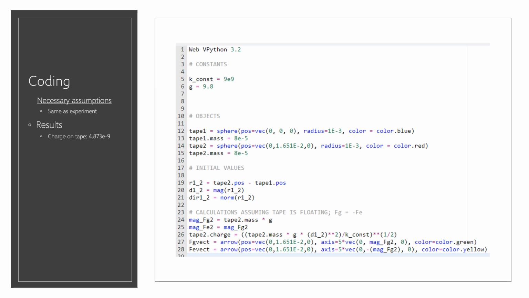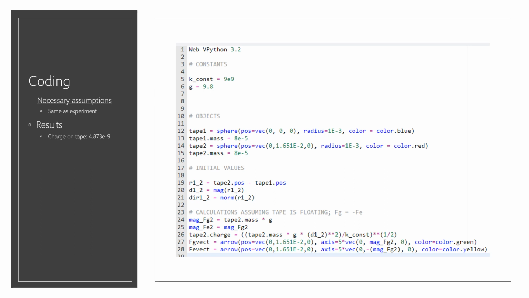For the coding part, I tried to equalize things by using the very same assumptions: not having air resistance, not using an atom-thick tape, gravity being calculated at 9.8, same constants, and the same mass for both tapes. I also had the calculations made by the system just using basic Coulomb's law like I had in my experiment. However, I did get two separate charges.